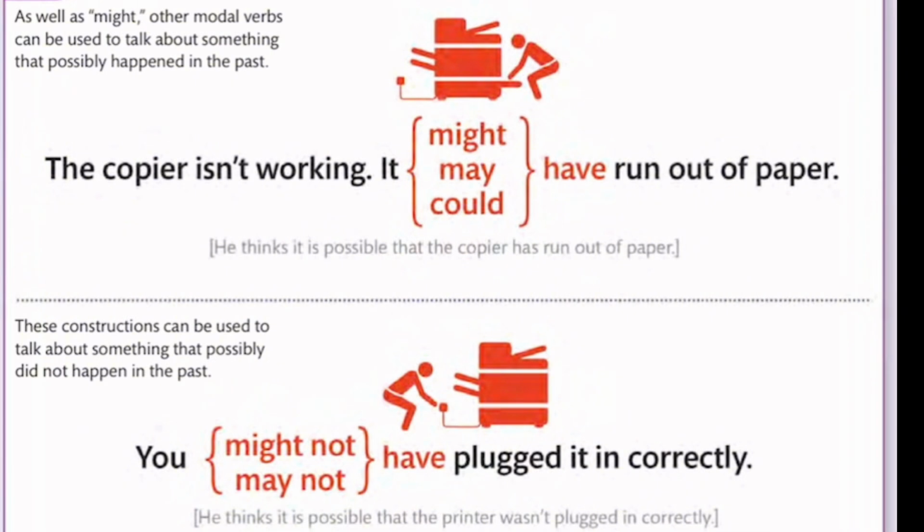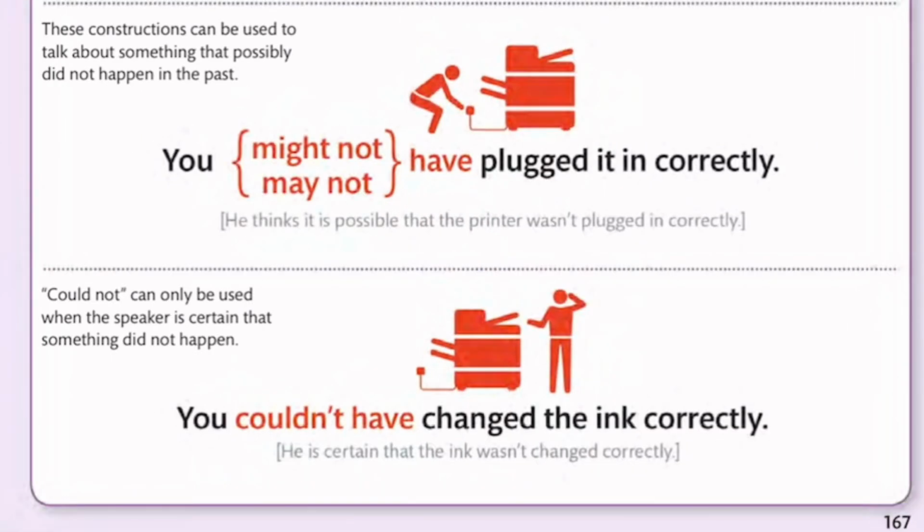You might not have plugged it in correctly. You may not have plugged it in correctly. That is, the printer wasn't plugged in correctly. Could not can only be used when the speaker is certain that that thing did not happen. You couldn't have changed the ink correctly. That is, he is certain that the ink wasn't changed correctly, probably looking at the printout.